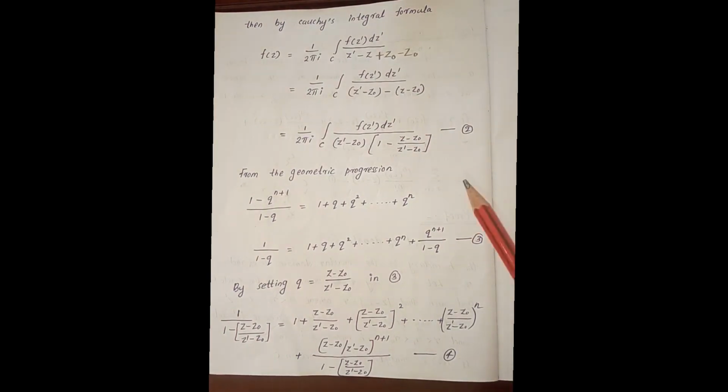Now we have a geometric progression like this: (1 - q^(n+1))/(1 - q) = 1 + q + q^2 + etc. + q^n. From this we will get 1/(1 - q) equal to this sum, where the term minus q^(n+1)/(1 - q) goes to the other side. Then we will get 1/(1 - q) = 1 + q + q^2 + etc. + q^n + q^(n+1)/(1 - q).